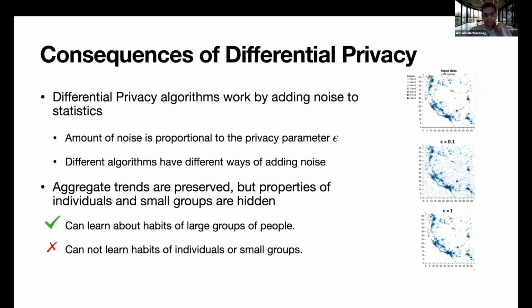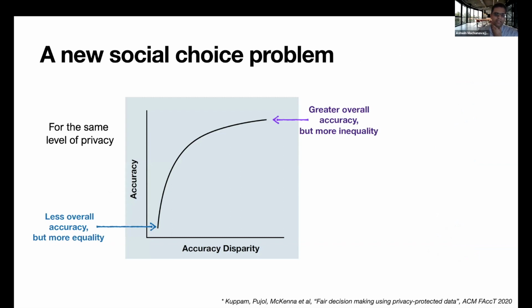And the final consequence of differential privacy is that it usually works by adding noise and doing a few other things. And while the amount of noise is proportional to the differential privacy parameter, different algorithms have different ways of adding noise. So for the same privacy level, you could have different algorithms that give you drastically different outputs. They all satisfy the same privacy guarantee, but they preserve properties about different aspects of the data, right? And I'm not going to go too deep into this part, but what this gives rise to is yet another social choice problem.